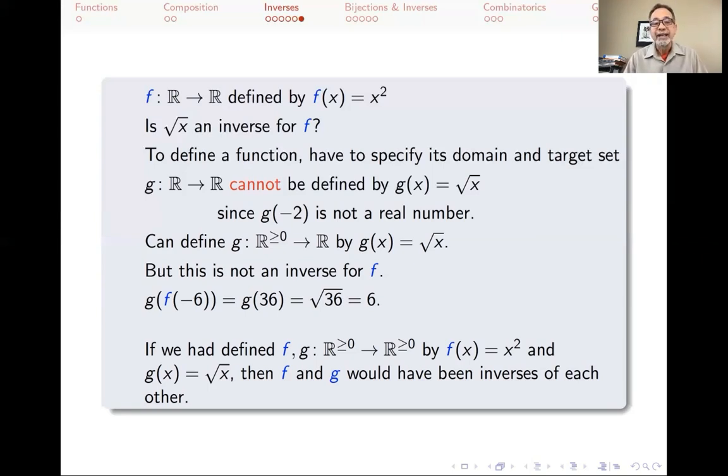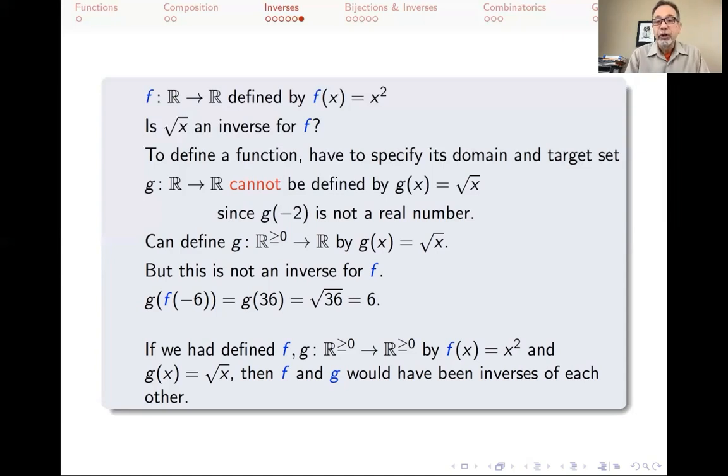The moral of the story is that whether or not something is an inverse of another thing does depend on how you define the codomain and the domain. The codomain of the first function has to be the same as the domain of the second one, and their composition either way has to give you the identity function.